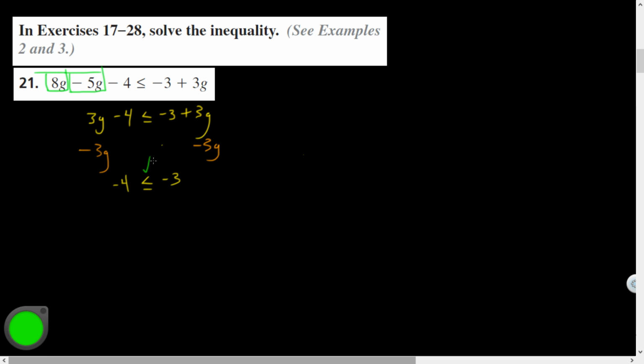Yeah, right? That's a smaller number. So it turns out all real numbers are solutions to this. All real numbers. Okay, there are infinitely many solutions, is another way that you could describe that. So that problem was interesting. Step 1, combine like terms. There was no flipping of the inequality that was required for that problem.